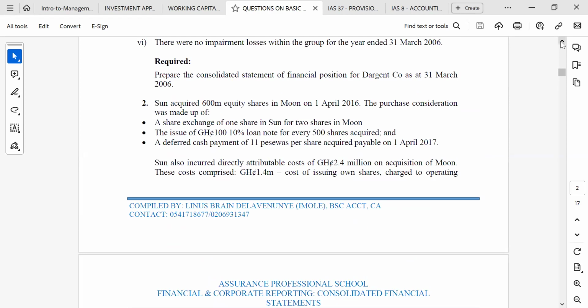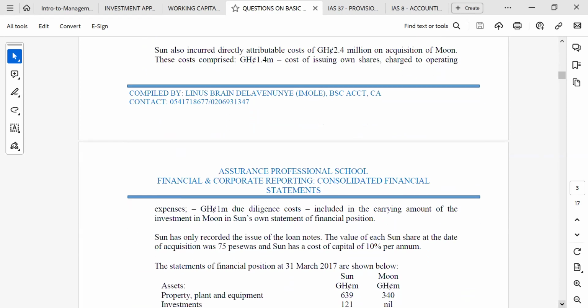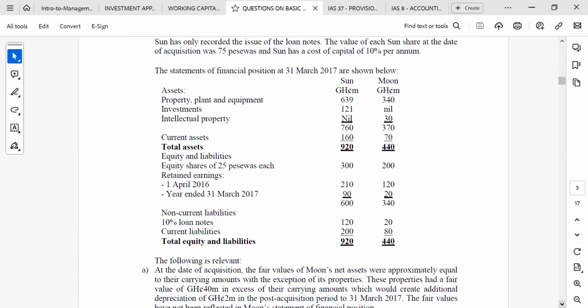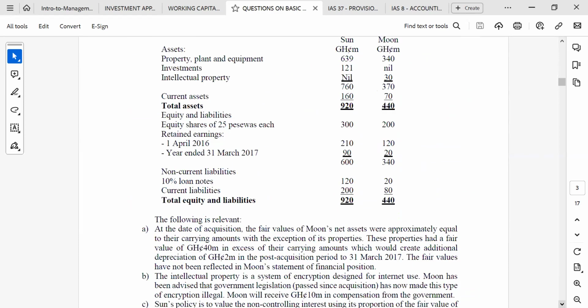The subsidiary was acquired on what? 1st April 2016. Okay, so what is the reporting date now? 31st March 2017. So that is a full year acquisition, isn't it? Yes. You ask yourself, do we have retained earnings at the date of acquisition? What is the retained earnings at 1st April?